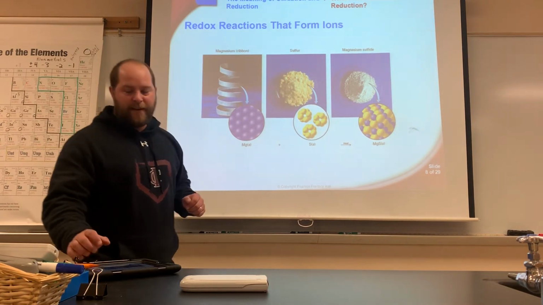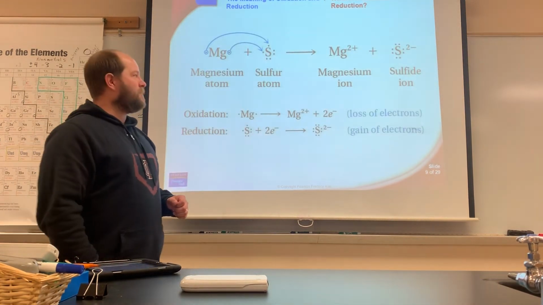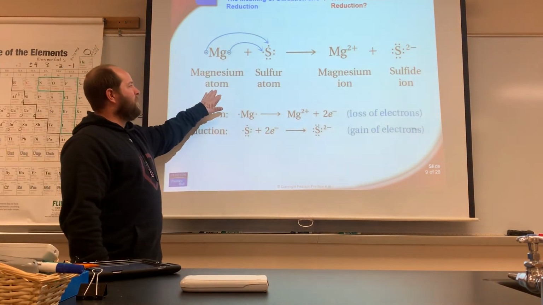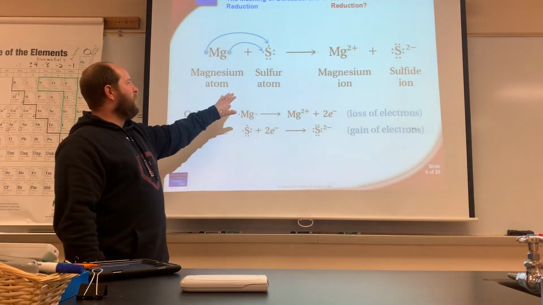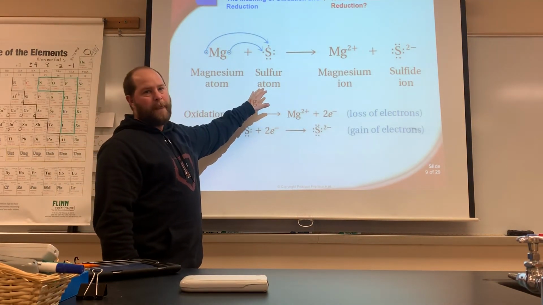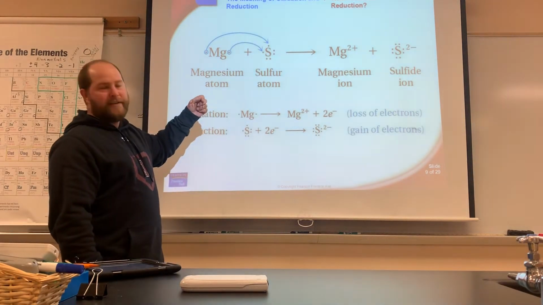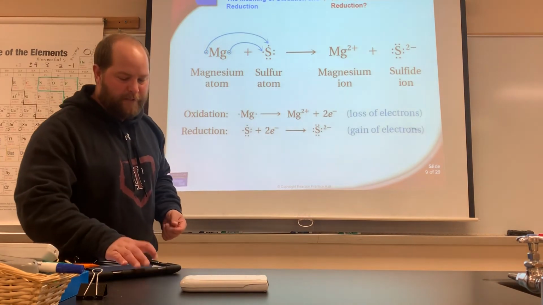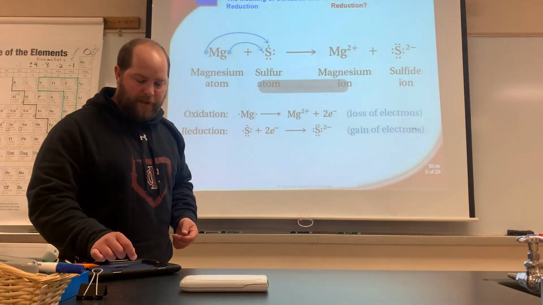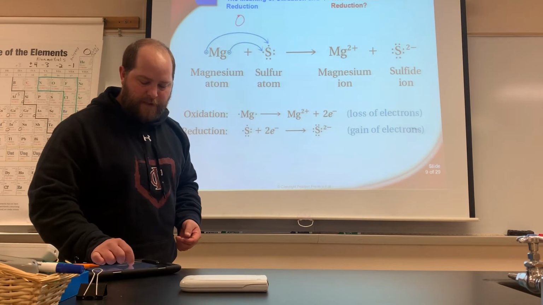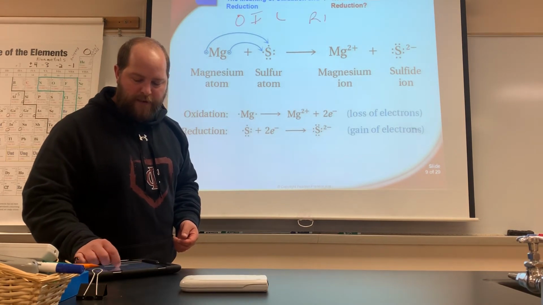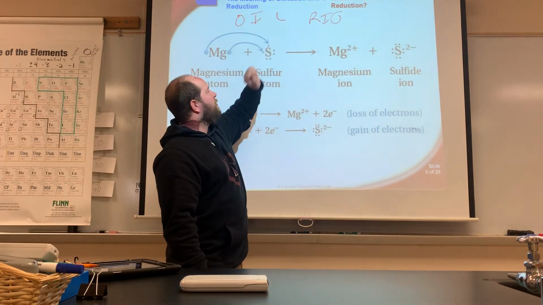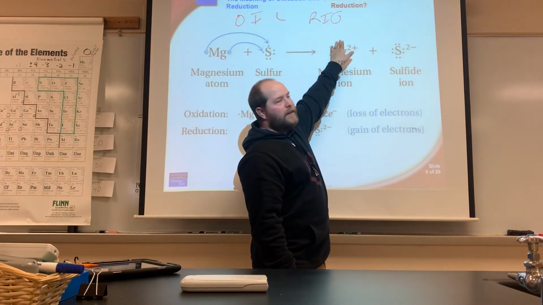Well, the way you can tell is if we go to the next slide and consider what is happening. You've got the magnesium atom, which is neutral, and the sulfur atom, which is also neutral. When they combine, it's going to involve a transfer of electrons. So here's where OIL RIG comes into play. Maybe I'll put that at the top here. If you remember right, oxidation involves the loss of electrons. Reduction involves the gain of electrons.